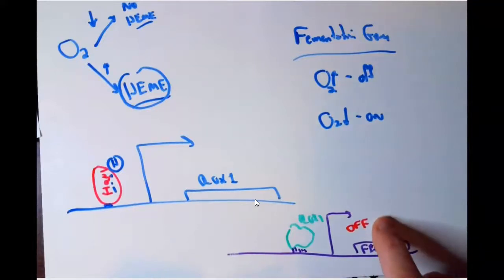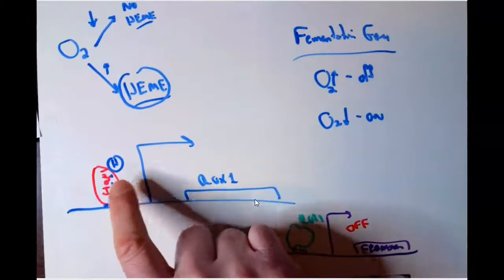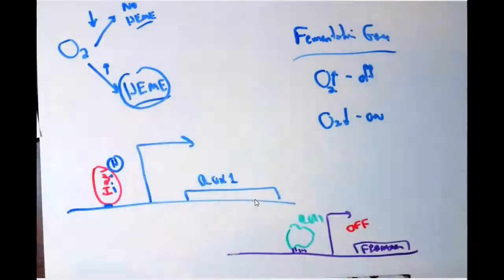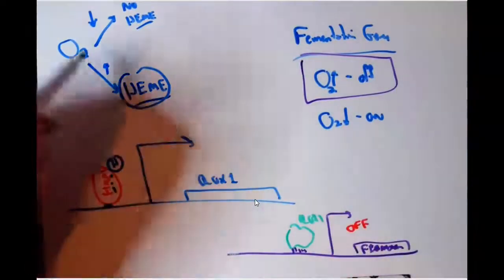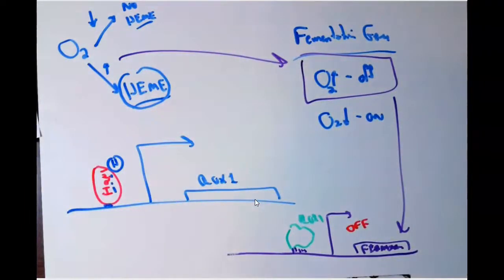Fermentation genes are repressed due to ROX1. ROX1 is around due to HAP1. HAP1 is on due to heme. Heme is made due to oxygen availability. When oxygen is available, we want the fermentation genes off. When oxygen levels are high, the fermentation genes are repressed.